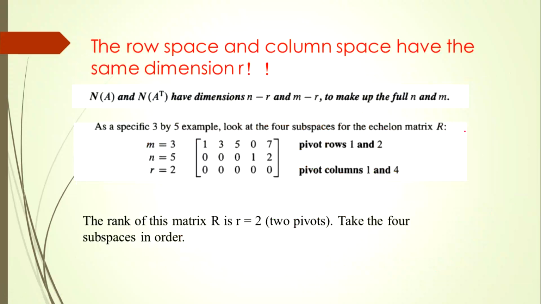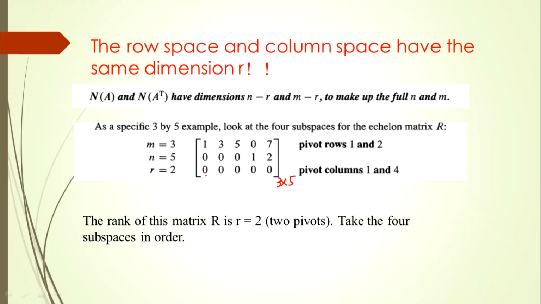Now let's use one example to check those four subspaces. For this example, this is the matrix, and this is the RRE form, actually for a 3 by 5 matrix. M equals 3, N equals 5. The rank R is 2, it's obvious, right?